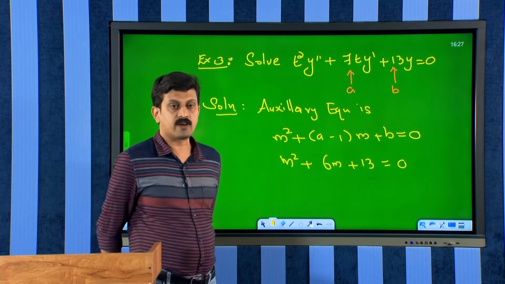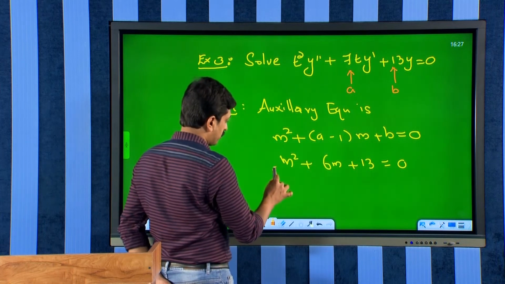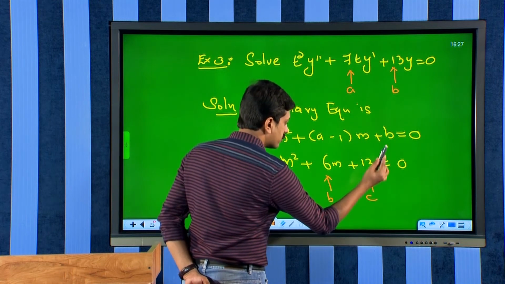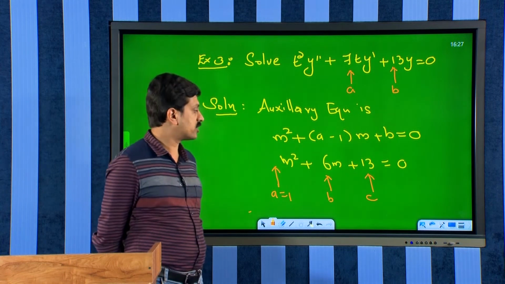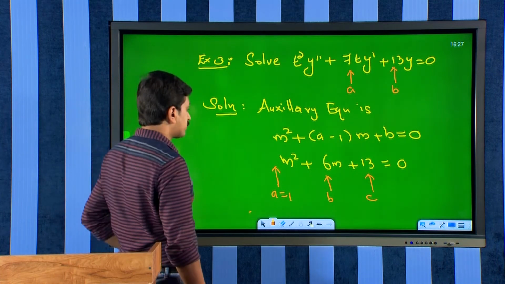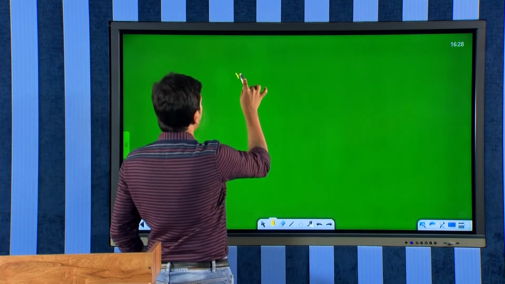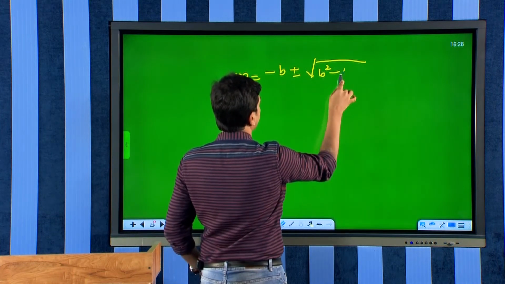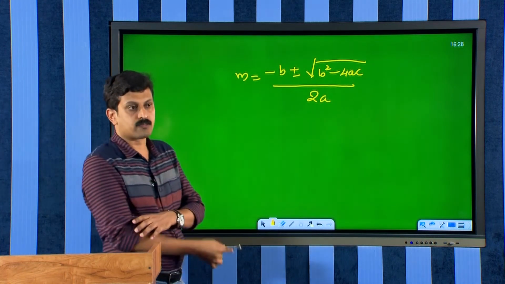Now we can treat this as a new quadratic equation with a equal to 1, b equal to 6 and c equal to 13. In this new quadratic equation, we can find the value of m by using the formula m is equal to minus b plus or minus root of b square minus 4ac divided by 2a.